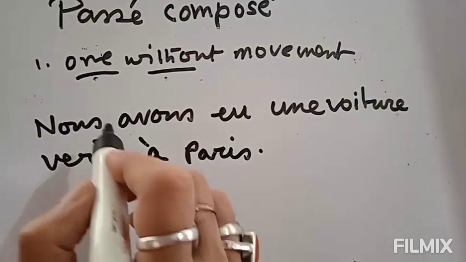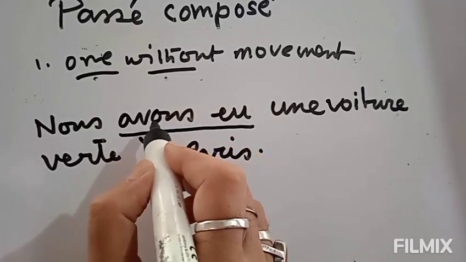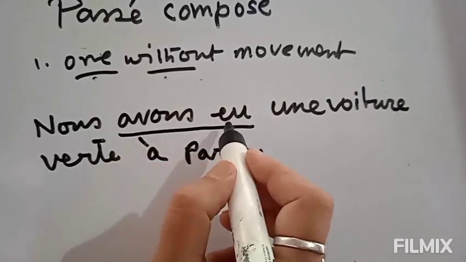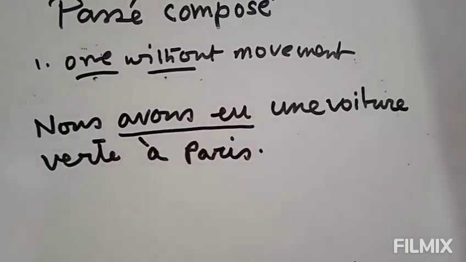Okay. So we have applied the passé composé: avoir, that is our verb in present tense, then as an auxiliary. These are called auxiliary, and then the participe passé of the verb concerned. So these are the main things to form the passé composé.